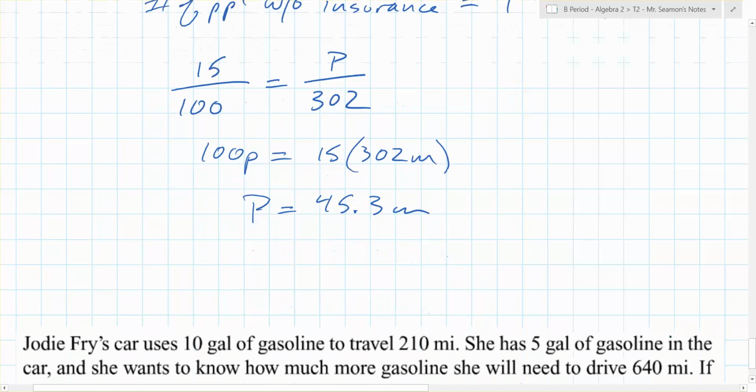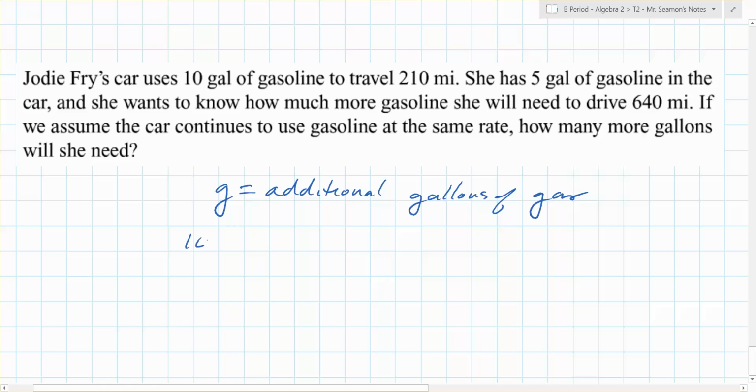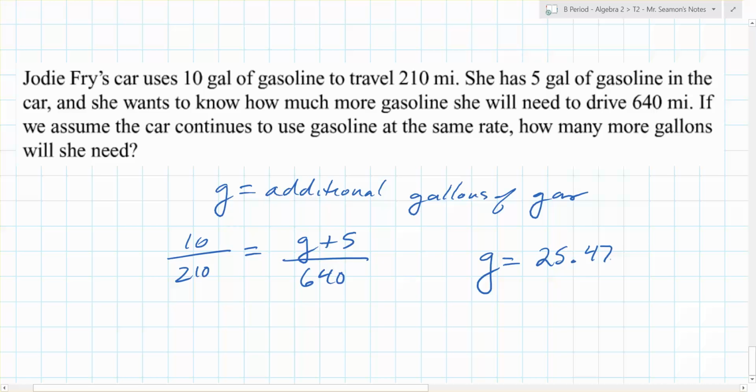Excellent. That was very good. Here you go, another one. You did this, you said, what do I need to find? G is the additional what? Gas needed. Additional gallons of gas. So you know it's 10 over what? 210. It's going to be equal to G over. And you end up with G is equal to 25 point what? About 47 if you round it. Excellent.